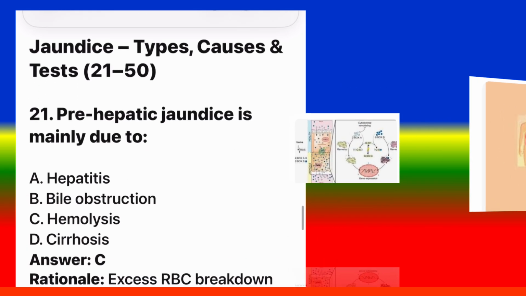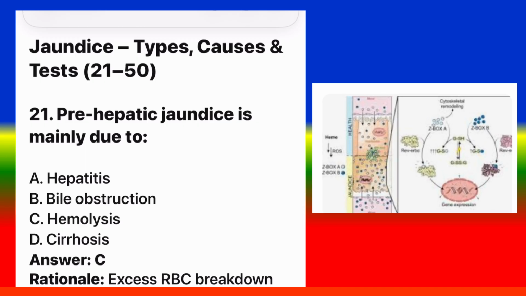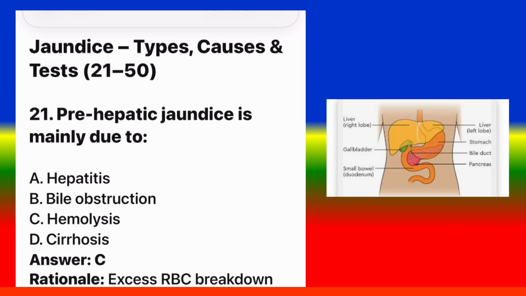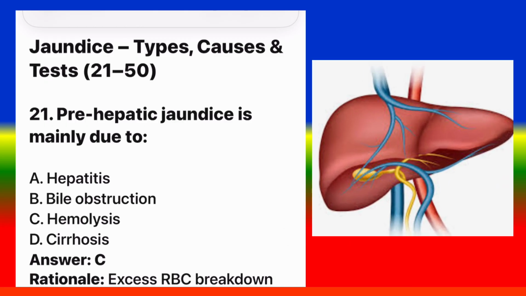Jaundice types, causes and tests, 21 to 50. 21. Prehepatic jaundice is mainly due to: A. hepatitis, B. bile obstruction, C. hemolysis, D. cirrhosis. Answer C. Rationale: Excess RBC breakdown raises unconjugated bilirubin.